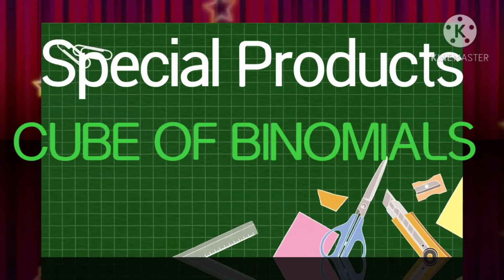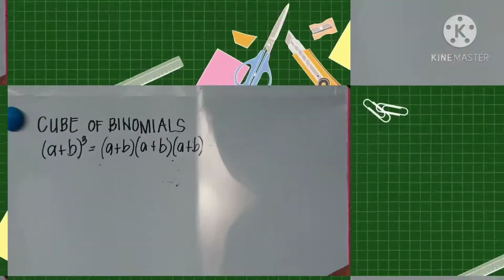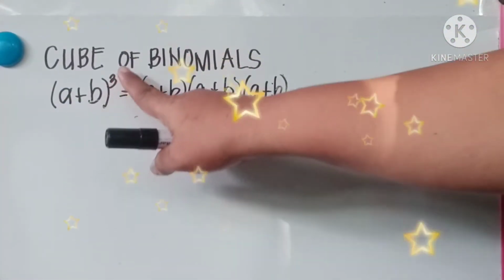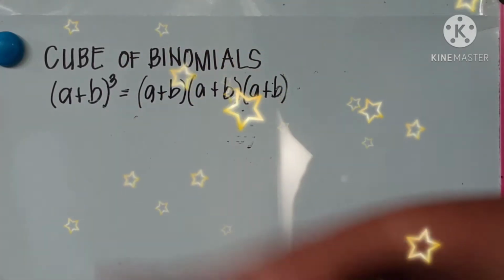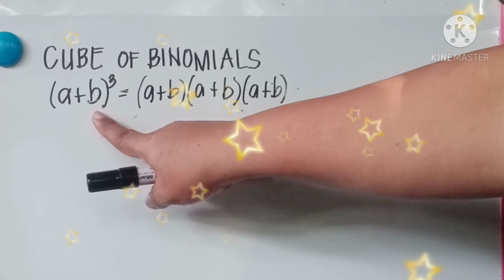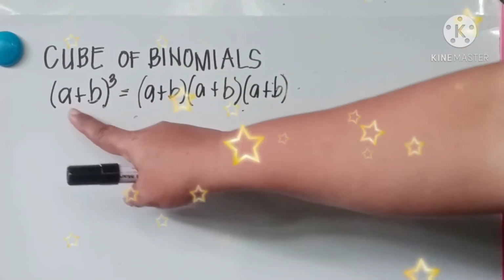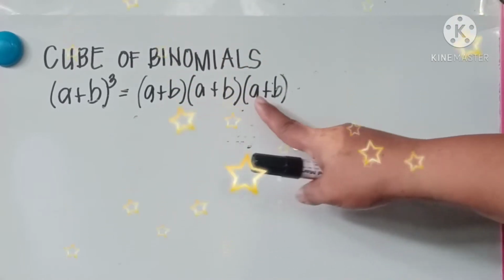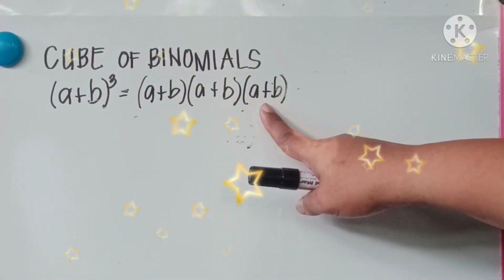Today's topic is the cube of binomials. When we say the cube of a binomial, the binomial is raised to the third power, meaning you are going to multiply a binomial 3 times by itself. So we have here the cube of a plus b. We are going to multiply a plus b 3 times by itself.